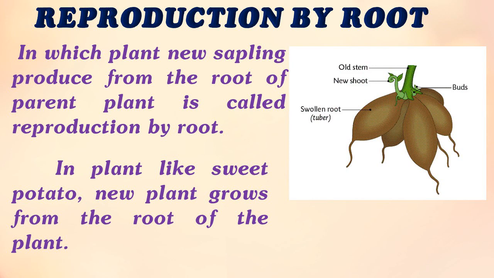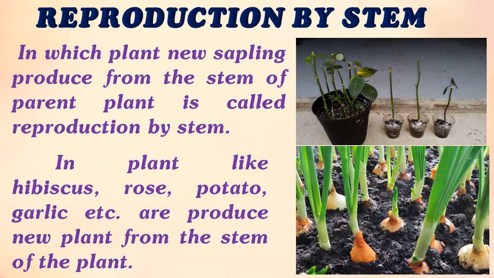First we discuss reproduction by root, in which the new sapling is produced from the root of the parent plant. That is called reproduction by root. In plants like potato and sweet potato, the new plant is grown from the root of the plant. So this is called reproduction by root.